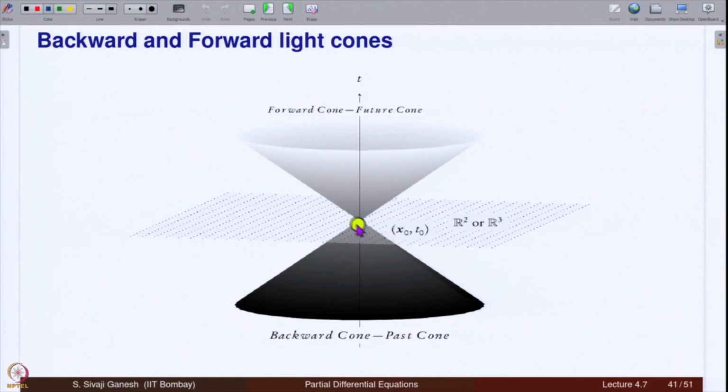This is a point x0 t0, what we are used to when it is R2 in the plane and you have a cone. This is called backward cone or past cone, this is called forward cone or future cone. We will discuss this more in a future lecture, but this is what is needed. The values of f are needed on this cone.